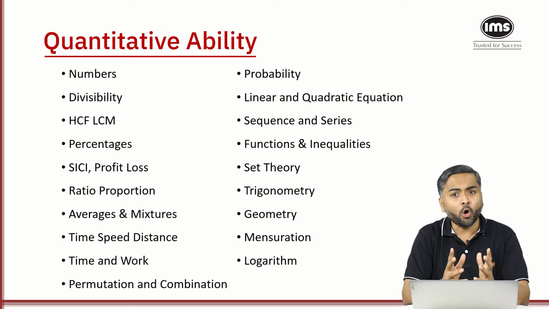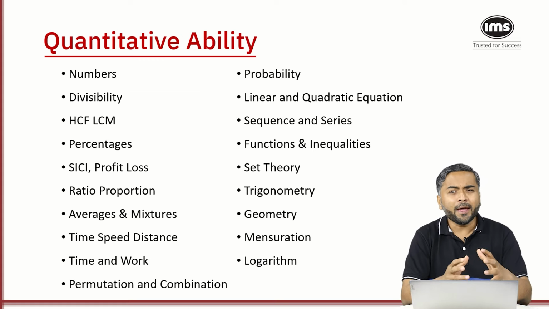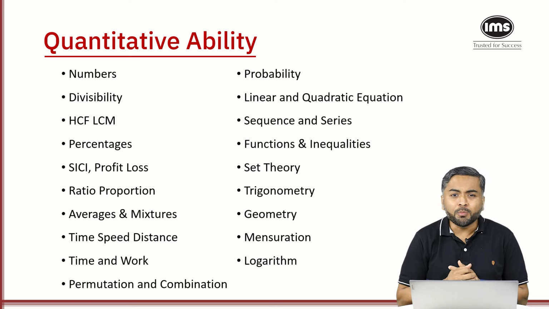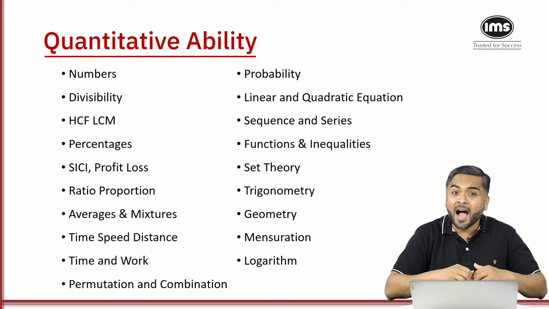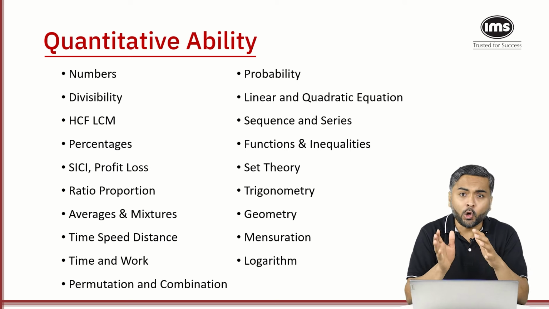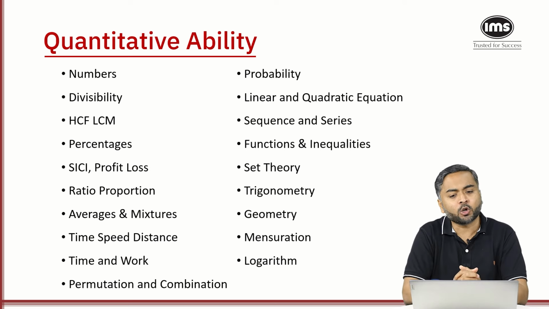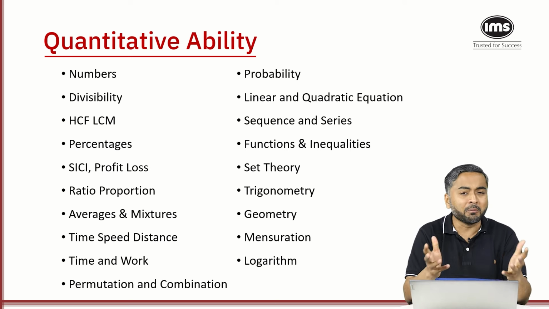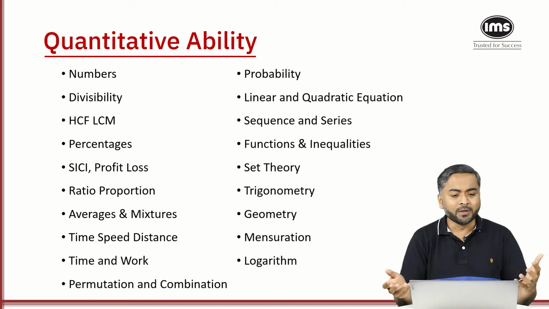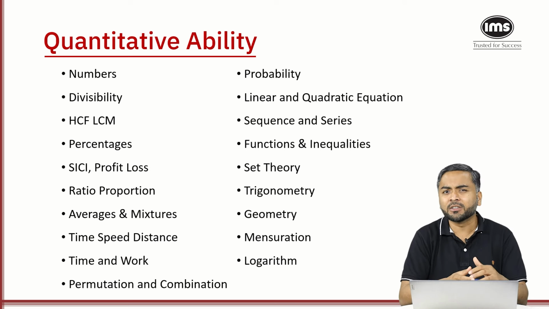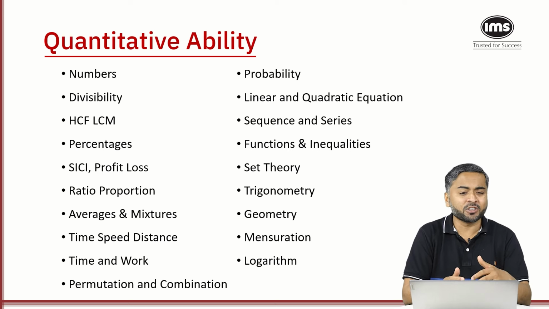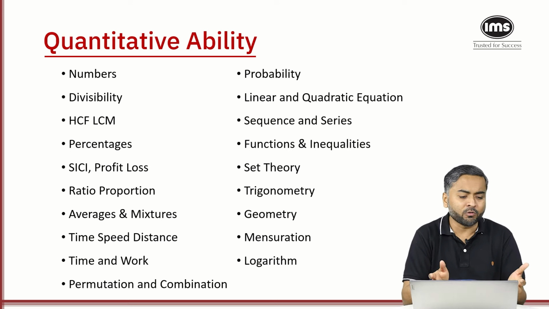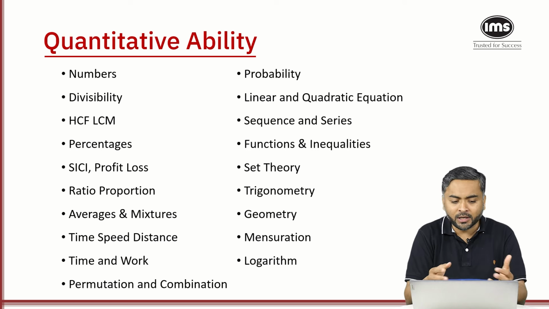So if we talk about quantitative ability, you have almost everything that would be there in various exams, except that higher difficulty level questions are not tested in the JIPMAT quantitative ability section. So you have numbers, which will include divisibility and HCF LCM, percentages, SI, CI (simple interest, compound interest), profit and loss. You'll have ratio proportion, mixtures, alligation and averages, time, speed, distance and time and work. Basically the entire numbers and arithmetic.